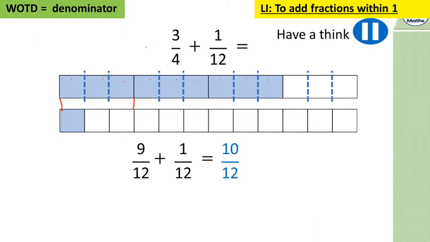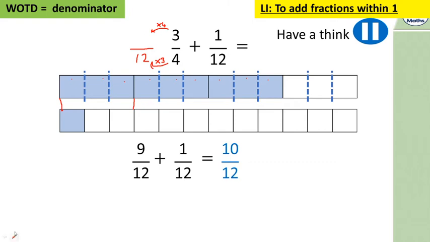Let's just look at it the other way using the numbers, because you might prefer that. So we think, how do we get from 4 to 12? Because you need to make the denominators the same before you add them. 4 multiplied by 3 is 12. Whatever you do to the bottom, you do to the top. So 3 times 4. What have I done wrong?